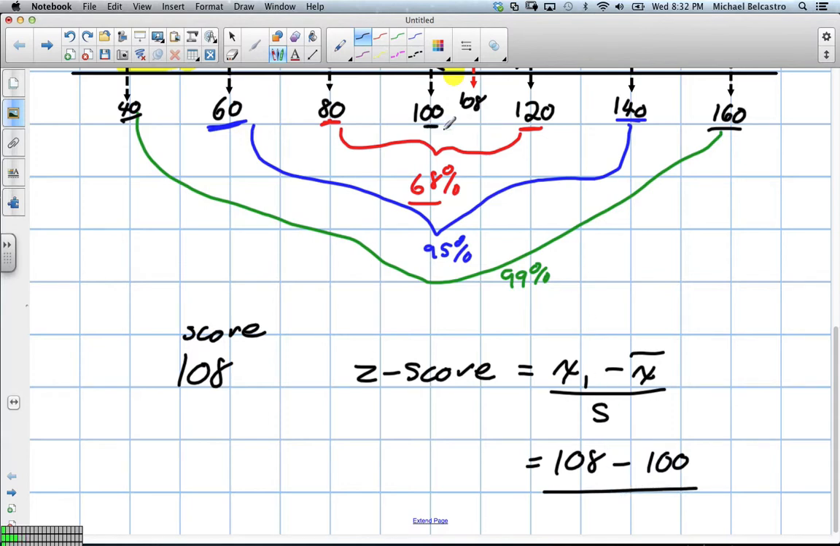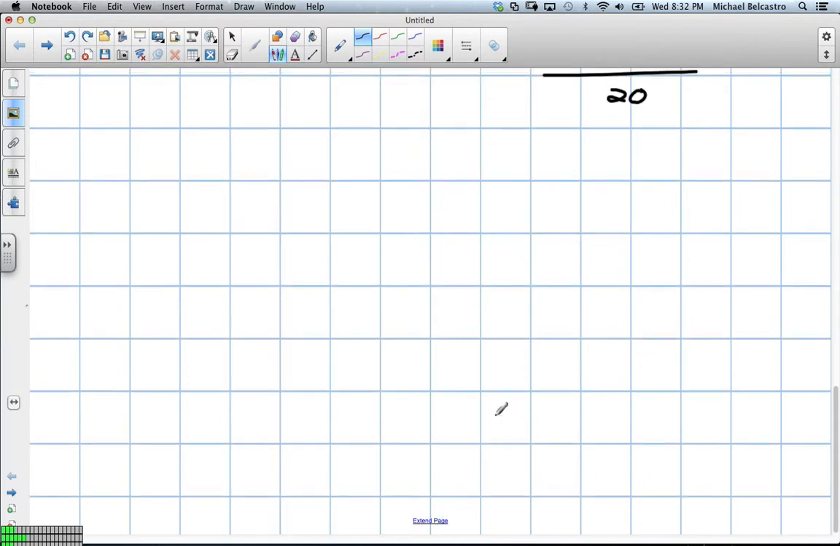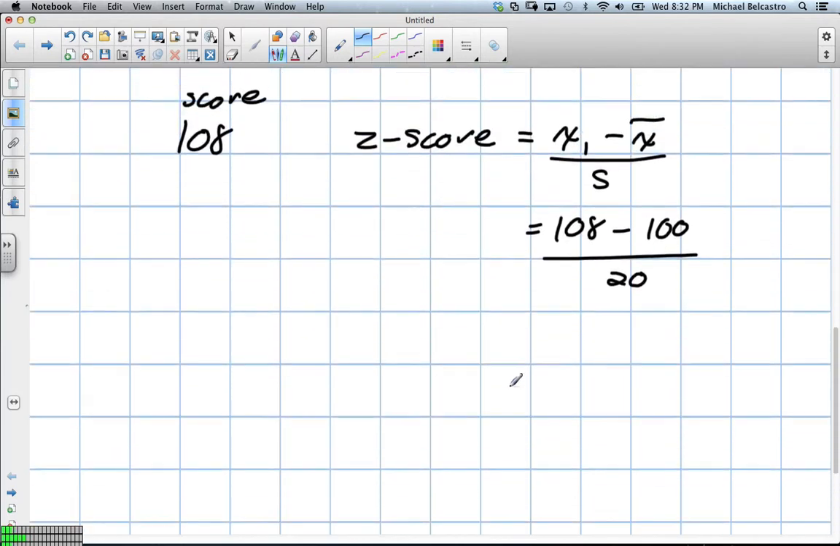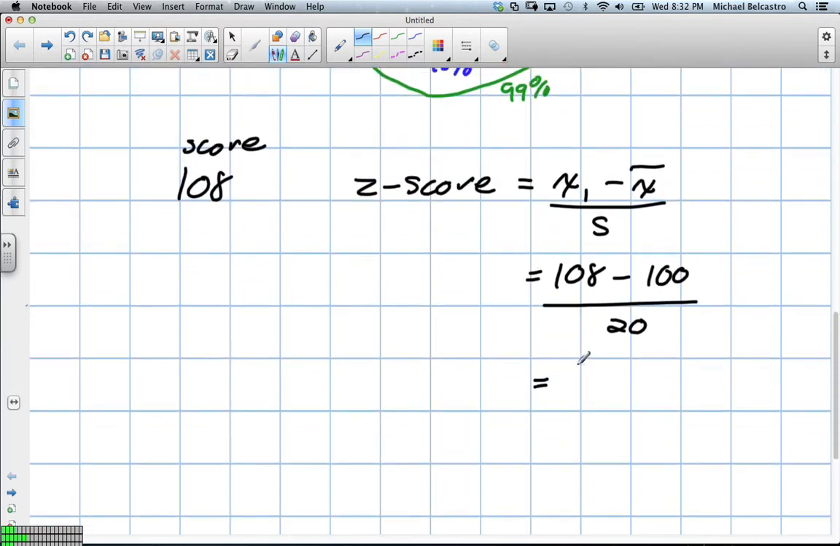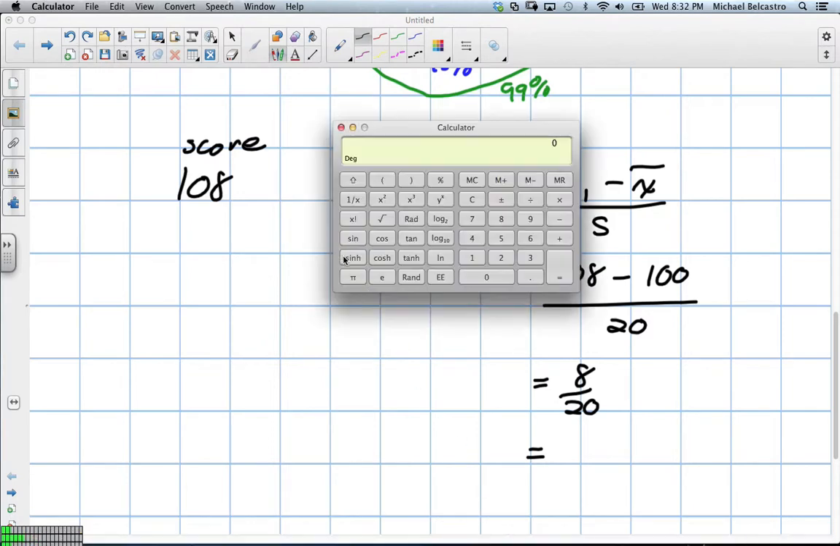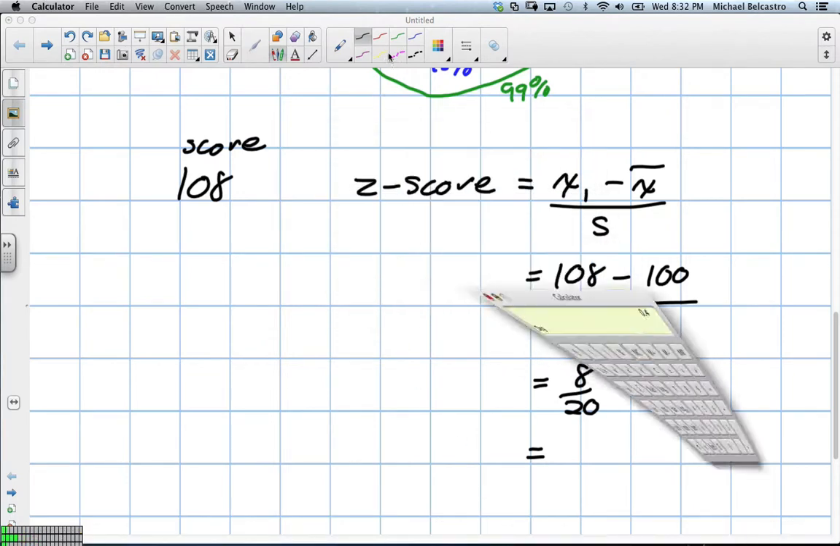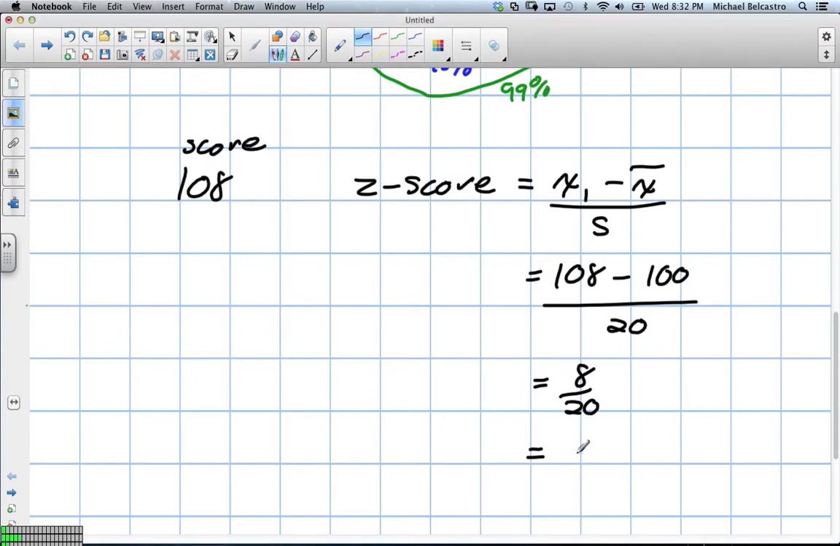how far was it from here to here? Remember? 20. That's what the standard deviation was. So what this is going to be, 108 minus 100. Well, that's going to give us 8 divided by 20. And we're going to figure this out as a decimal. So 8 divided by 20 is 0.4. Excellent. So what you do now is you have to go onto your Z table.